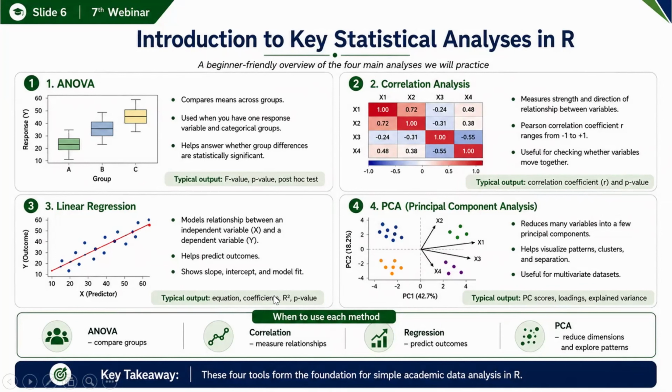Typical output is the equation, coefficients, R square value, and P values. The higher the R square value, the stronger the relationship between those 2 variables.